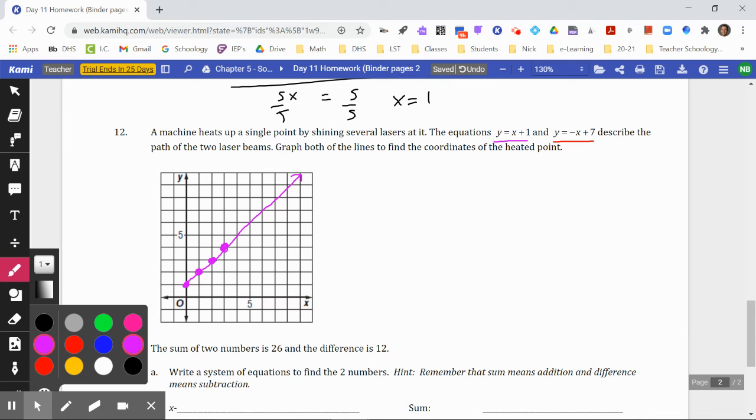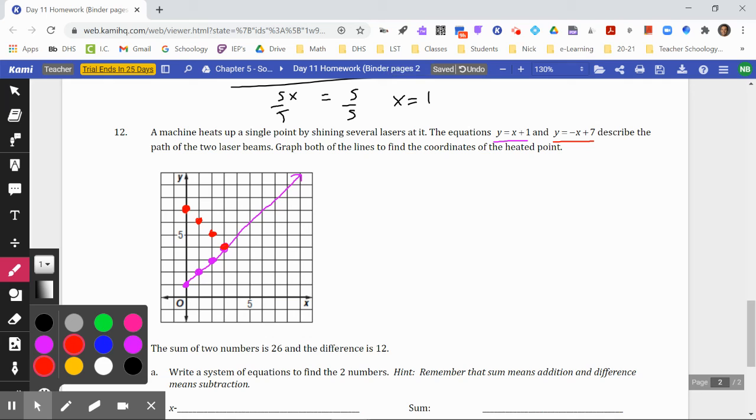All right, so there's that first equation, and then that second equation of y equals negative x plus 7. Again, my y-intercept is a positive 7, so that's where I'm going to start graphing. And I have a slope of negative 1 this time because it's a negative x. So that means I'm going to go down 1 and 1 to the right, down 1 and 1 to the right, down 1 and 1 to the right.